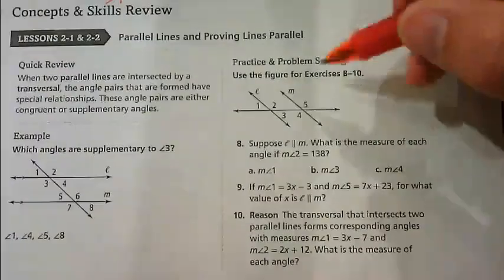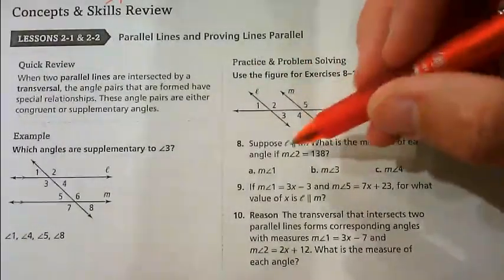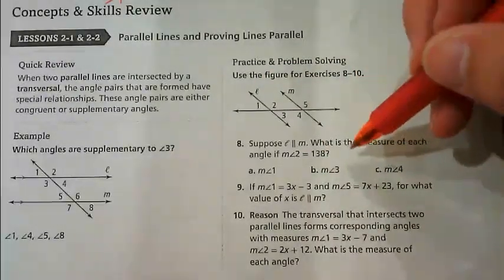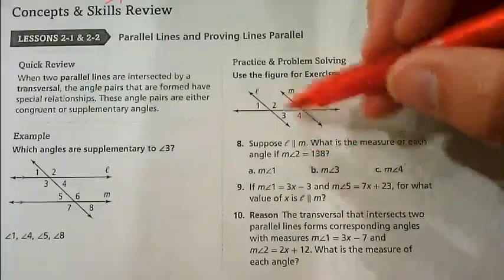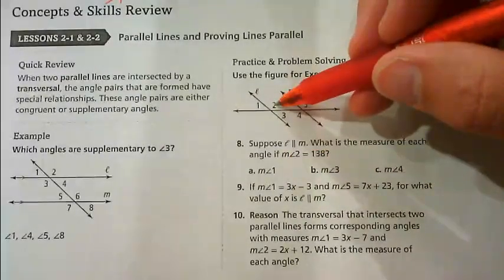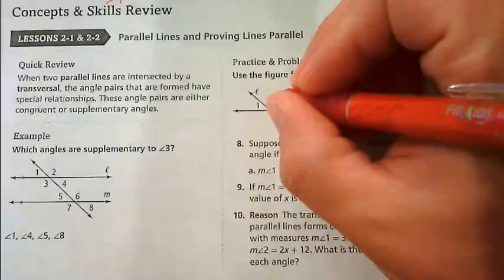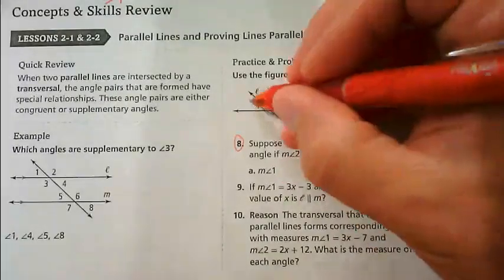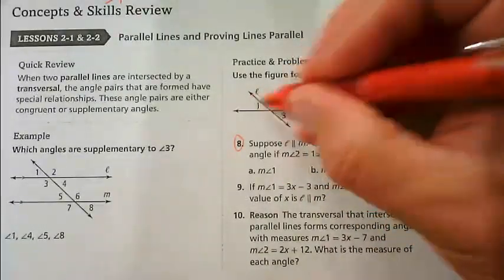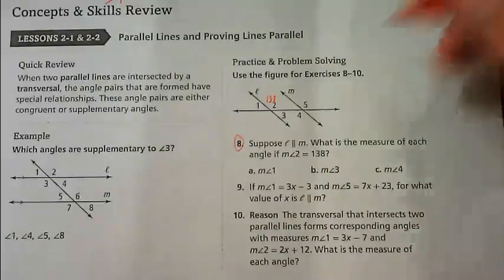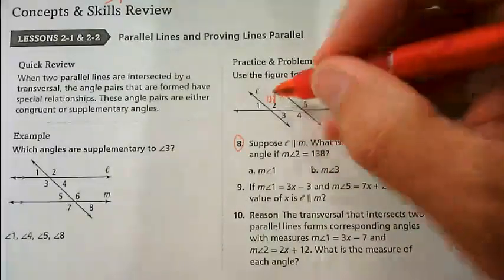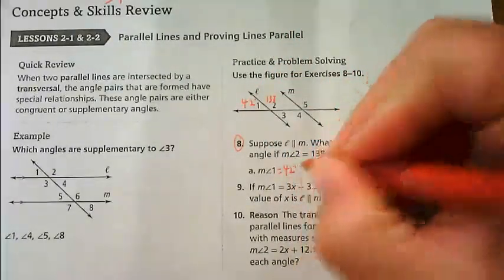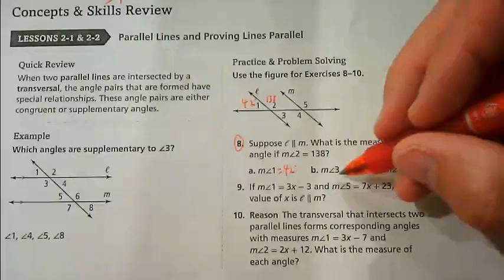Now, over here, they give us a figure, and they tell us to suppose that these two are parallel. So they're telling us we have parallel lines. What's the measure of each angle? Angle 2, they gave us, is 138. So I'm going to do this problem in red. Angle 1, right next to it, these two are a linear pair. They have to add up to 180. So 180 minus 138 is going to give us 42. So that's 42 degrees.